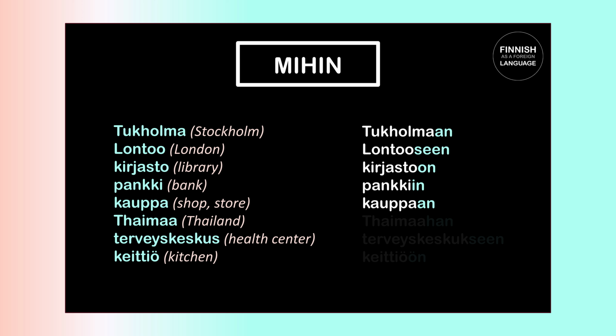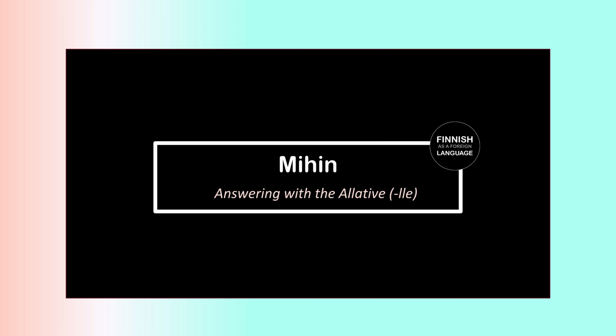Thaimaa, which means Thailand, changes to Thaimaahan. Here we have the H vowel N ending. Or terveyskeskus, which means health center, changes to terveyskeskukseen, meaning into or to the health center. Or kitchen, which is keittiö, changes to keittiöön, into the kitchen. So for all of these places we use the illative case. Now, sometimes in order to answer a Mihin question, we rather have to use the allative case instead.